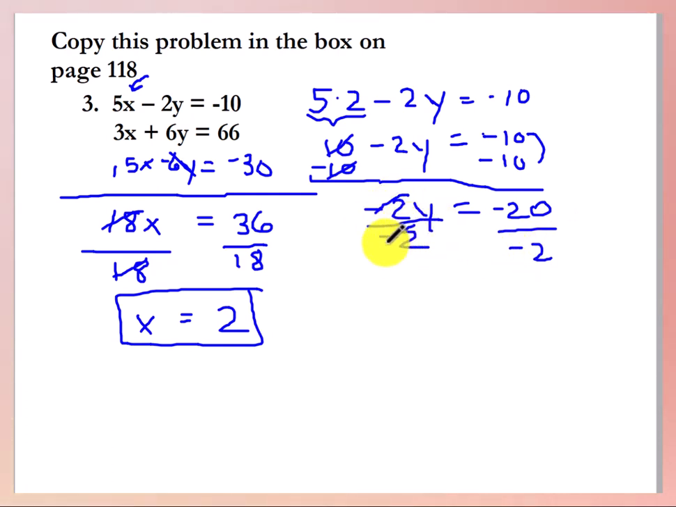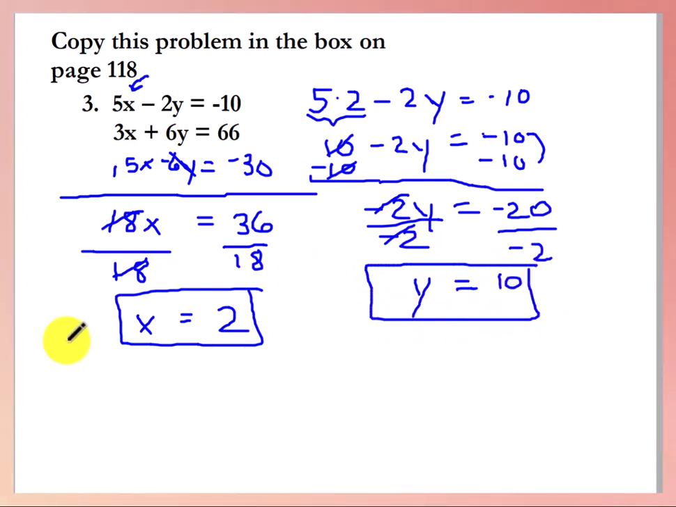Negative 2 divided by negative 2 is 1. 1 times y is just y. A negative divided by a negative is a positive. 20 divided by 2 is 10. So x is equal to 2, y is equal to 10.